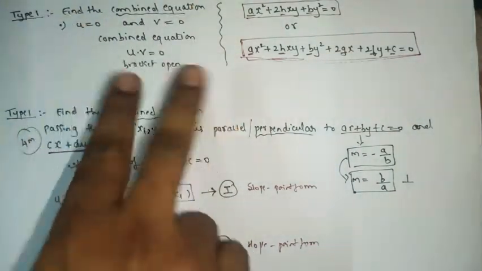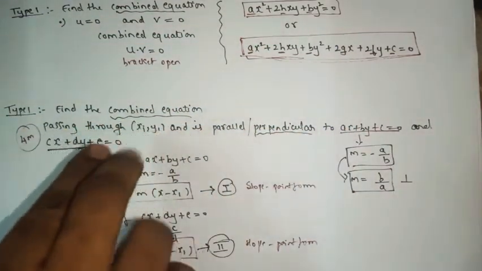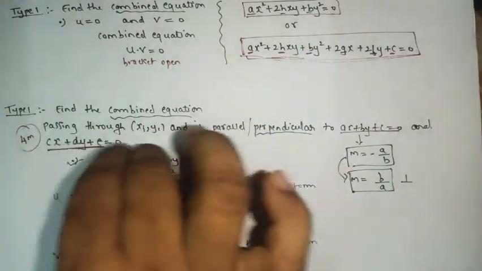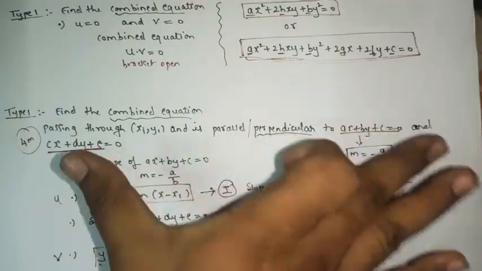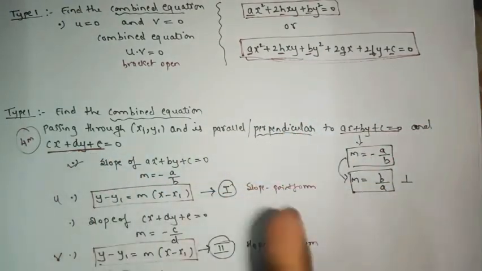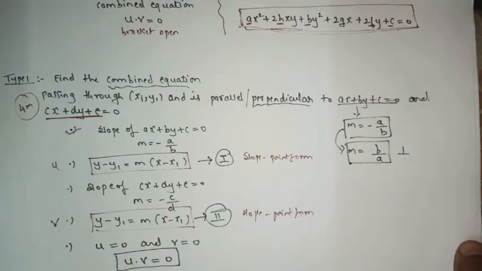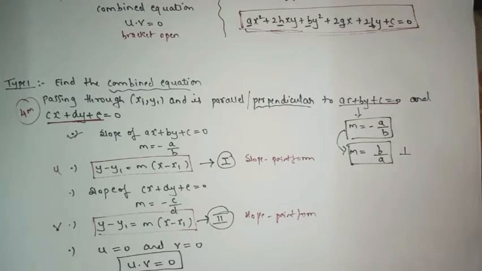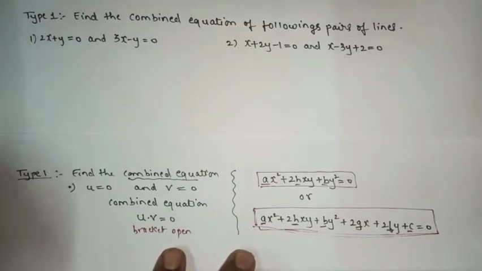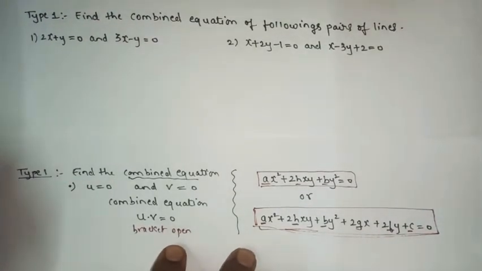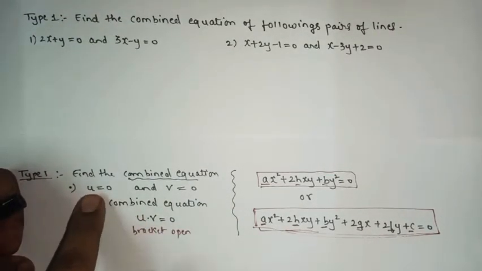Two linear equations combined: straight away you will get the answer. Two linear equations, but with passing through, parallel, perpendicular in the sentence: we cannot multiply these two equations directly to find the combined equation. There is a proper step which you have to follow. So let's take some examples. Let's start with type number 1, the sum based on this type, where you will have two linear equations.